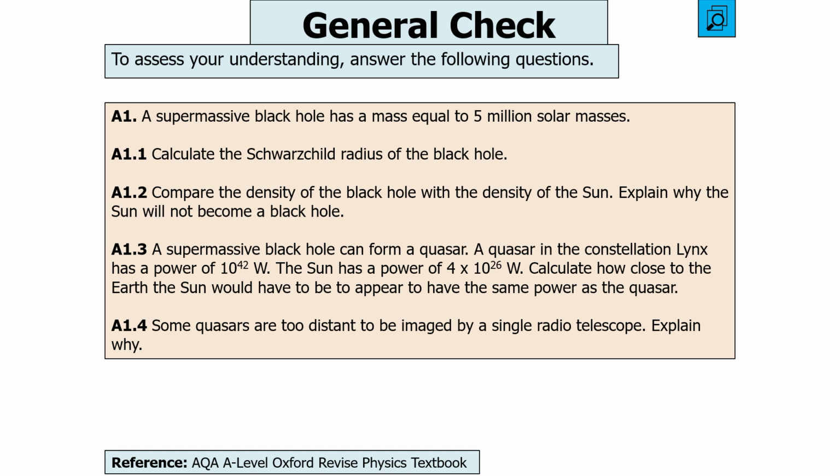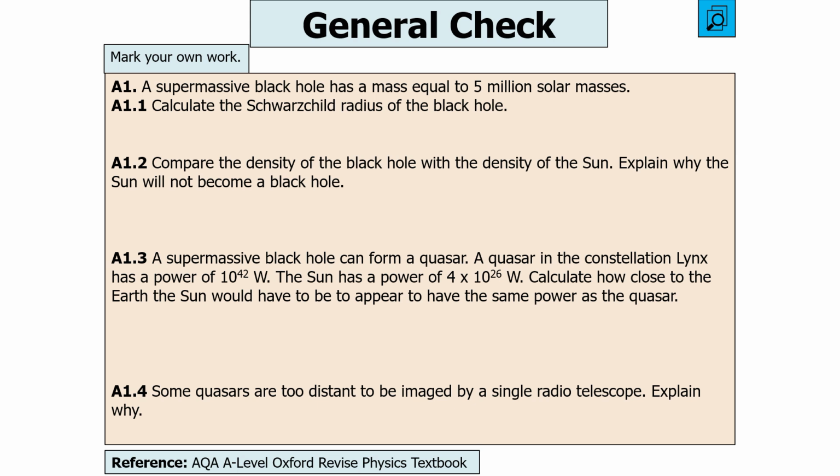Then a supermassive black hole can form a quasar. A quasar in the constellation Lynx has a power of 10 to the 42 watts. The Sun has a power of 4 times 10 to the 26 watts. Calculate how close to the Earth the Sun would have to be to appear to have the same power as the quasar. And then some quasars are too distant to be imaged by a single radio telescope. Explain why. So pause the video now, then unpause the video when you want to go through your answer.